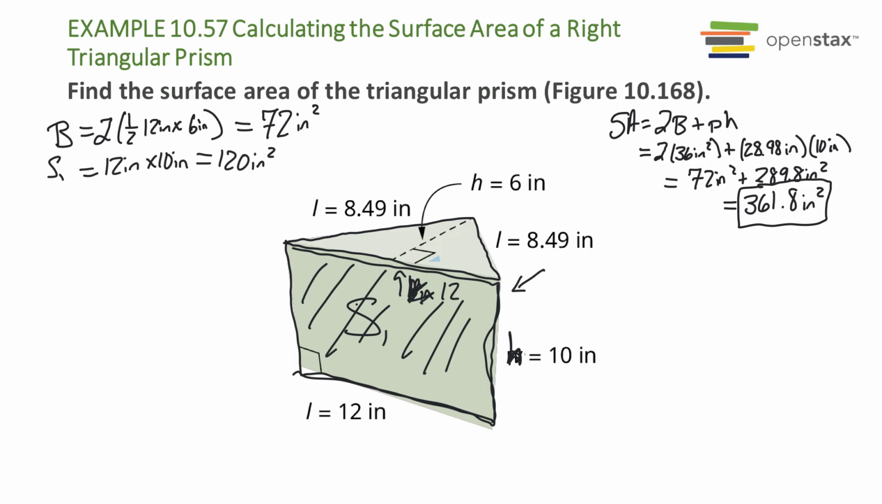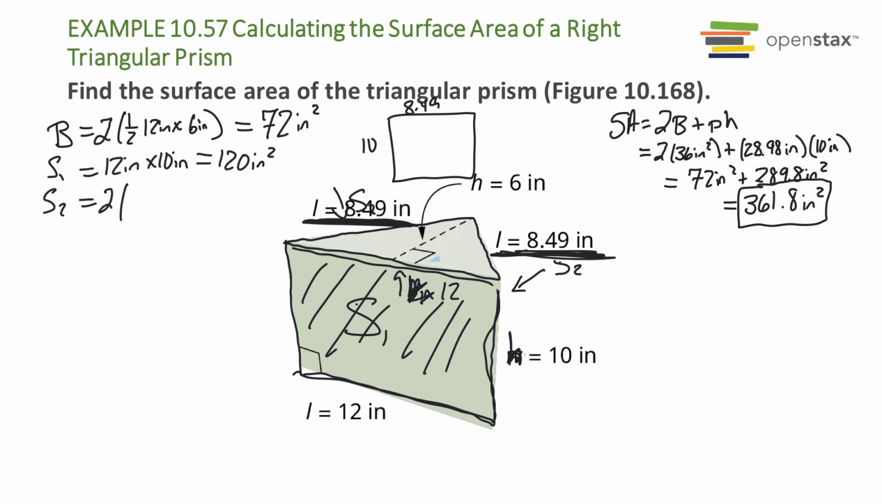And then the other sides are over here. You just can't see them because they're going into the screen, and they are the same actually. They're little rectangles that I'll draw right here that have a length of 8.49 on one side, and they are 10 inches tall on the other. There are two of those because it's an isosceles triangle. If it was a scalene triangle, we would have 3 separate rectangles, but since it's isosceles, these two are the same. So we can call this S2, and we'll have 2 copies of those.